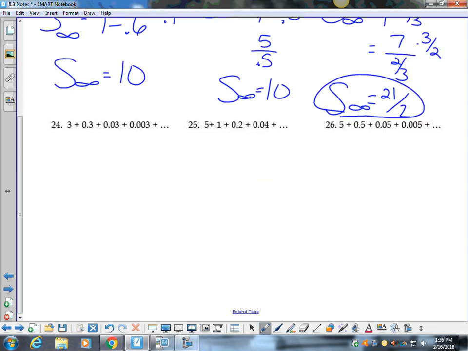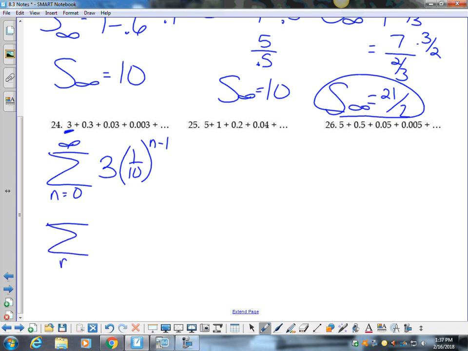Okay. This one, I know I'm geometric because I'm not adding. I know I'm multiplying by a 10th. So this is going to be the sum from n equals 0 to infinity. 3 is my first term. I'm multiplying each one by a 10th because the decimal's just scooting. And this would be n minus 1. You could also set it up and say n equals 1 to infinity, and just go to the n. Either way, you're going to get the same answer.